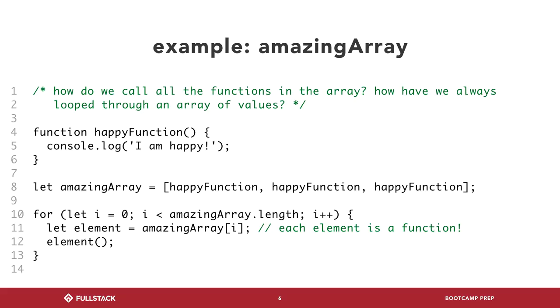Element is now a function because this is an array of functions, and because this is a function, we use it the same way we use any other functions, right? Specifically, if we want to invoke it, we just do element open parentheses, close parentheses. Like that's us invoking the function, and when we do, we print out I am happy 3 times because we are going through this array and we are invoking this function one time, this function one time, and this function one time. They just all happen to be the same thing.